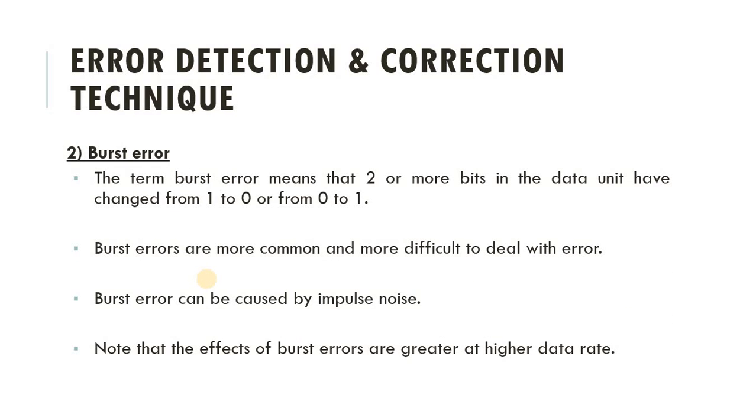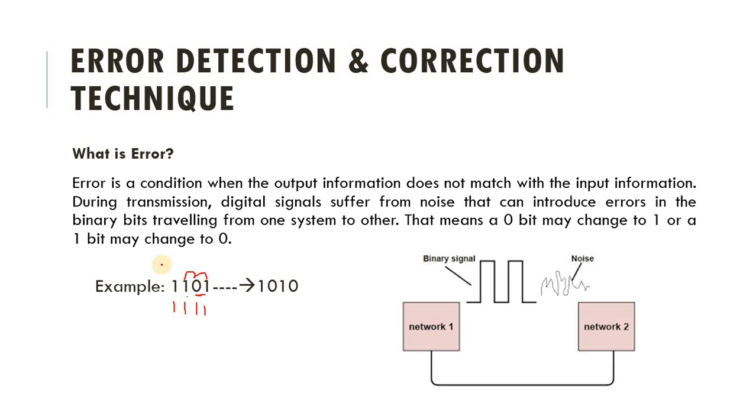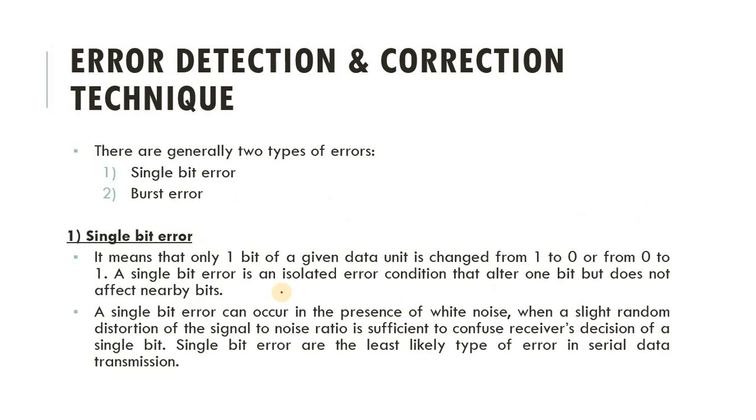Second is the burst error. The term burst error means that two or more bits in the data unit have changed from 1 to 0 or 0 to 1. As seen in this data, 1101 is converted into 1010. Here 1 becomes 0, the last 0 becomes 1, and this 1 becomes 0. So here 3 bits are changed. When more than 2 bits are changed, that is called a burst error.